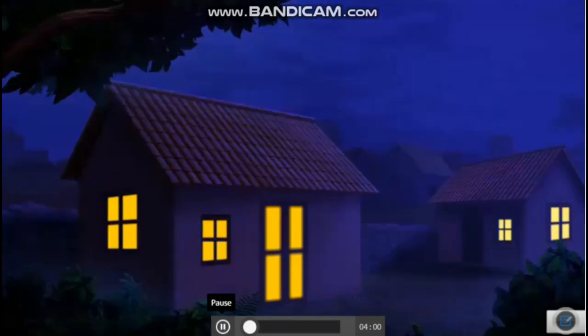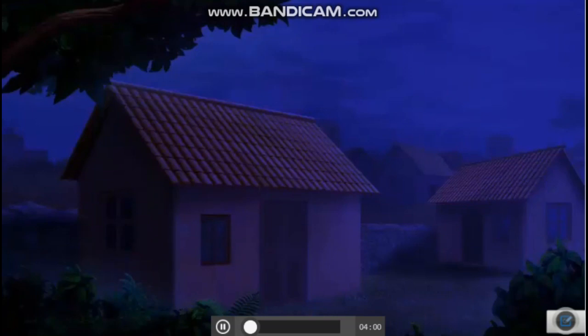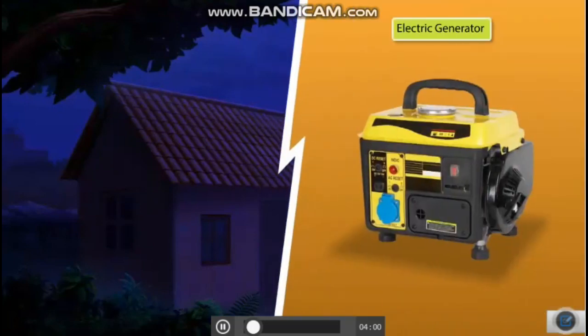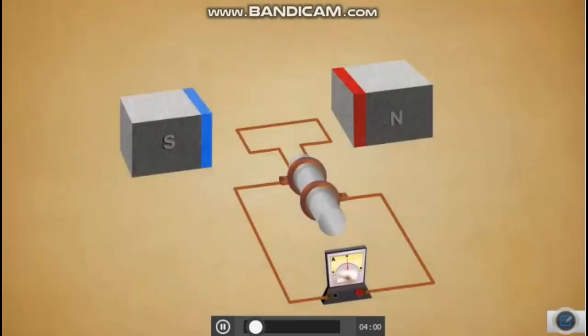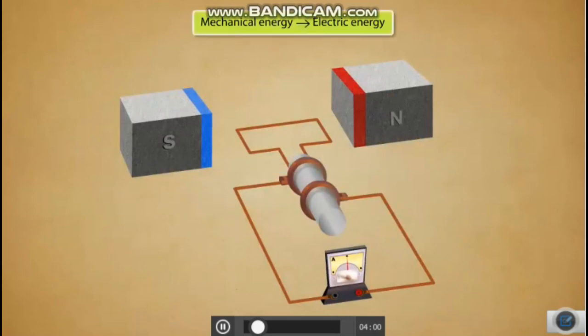How do you tackle power cuts? What's the common alternative source of electricity? Yes, it's the generator. Let's see how an electric generator works. An electric generator works on the principle of electromagnetic induction and converts mechanical energy into electrical energy.